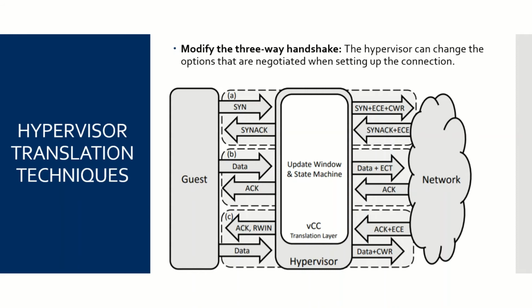When setting up a connection, the hypervisor can change the options that are negotiated. This is called the modified three-way handshake. The three-way handshake is between the state machine, the network, and the guest. The connection is made over a TCP connection.